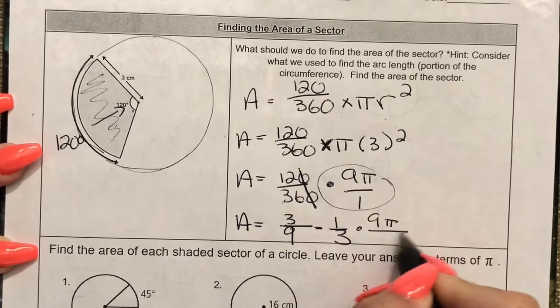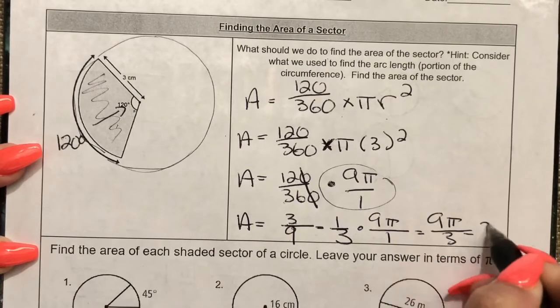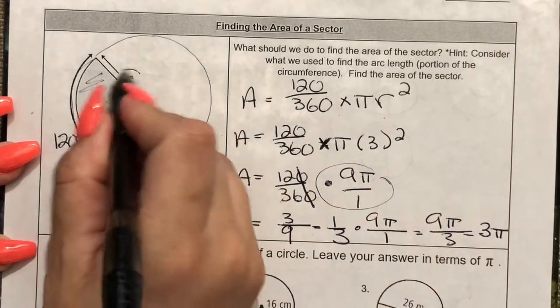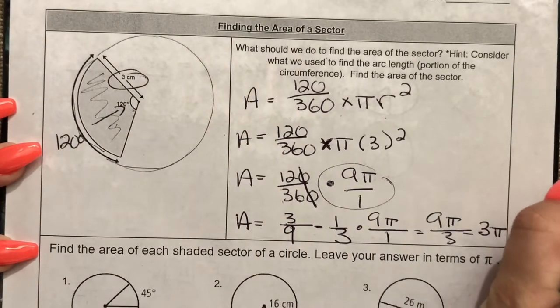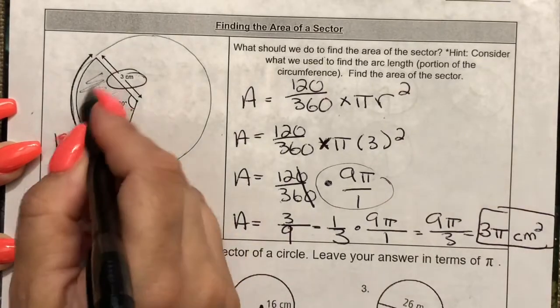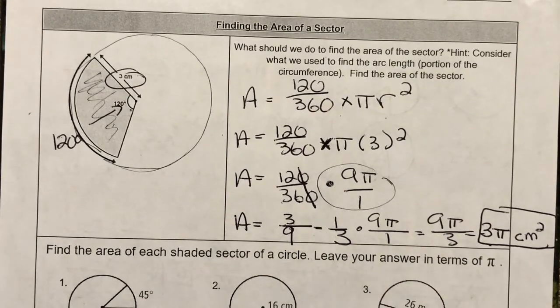Times 9 pi over 1. I end up with 9 pi over 3, which simplifies to 3 pi. And don't forget, this was centimeters, so it's area, so it's going to be centimeters squared. So the area of just this sector is 3 pi centimeters squared. So I left this answer in terms of pi.